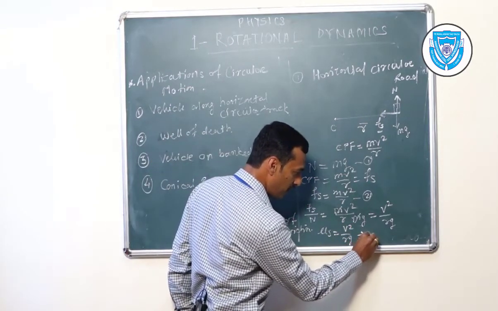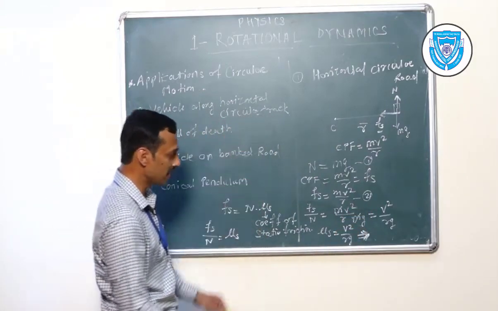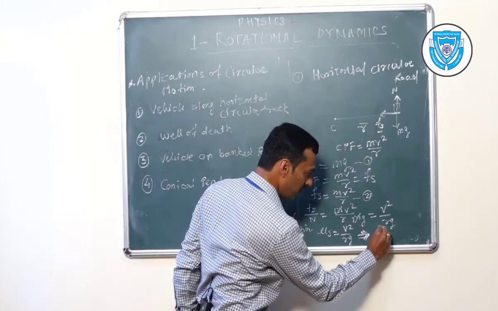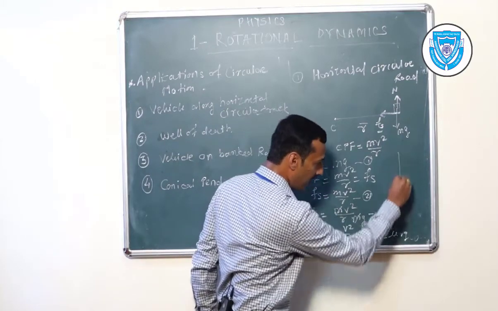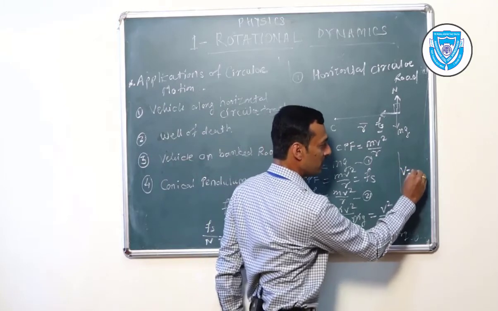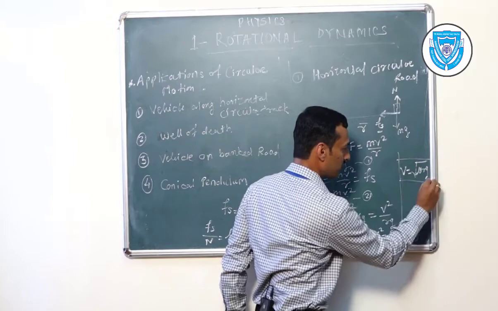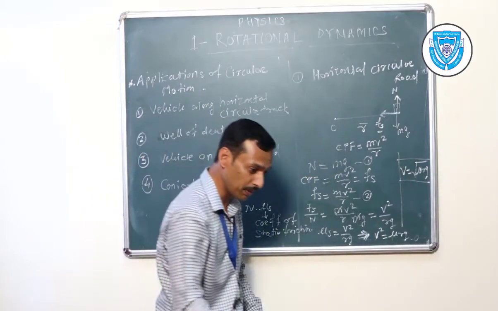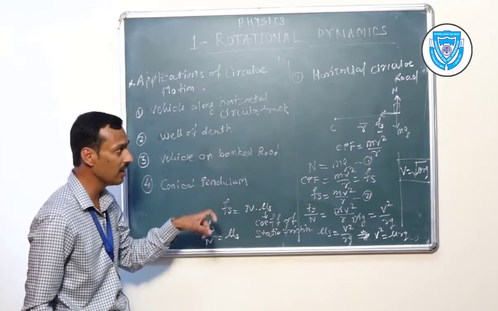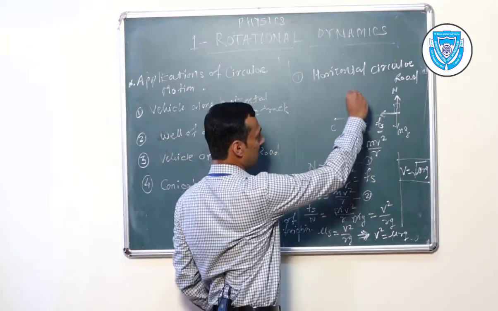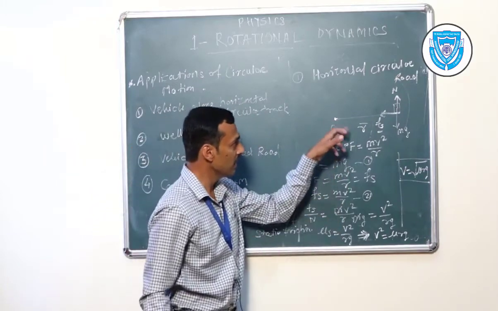What is our aim? To find out the velocity along the horizontal circular track. So we can write v square is equal to mu s rg. If I take the square root, then v is equal to square root of mu s rg. So this is the maximum speed along the horizontal circular track when the vehicle is along that road. Consider the road is like this one, and the center is here. This is the maximum speed.